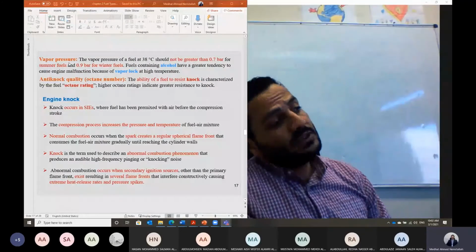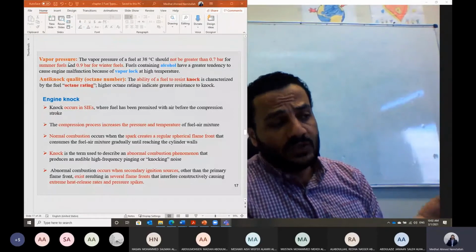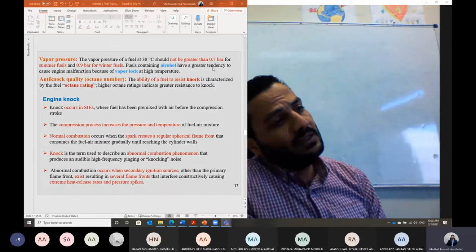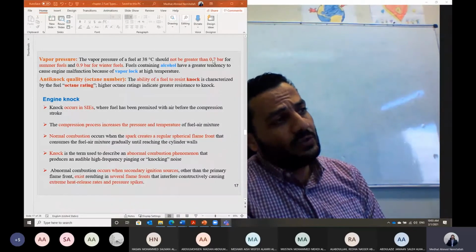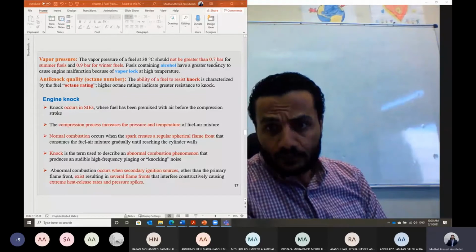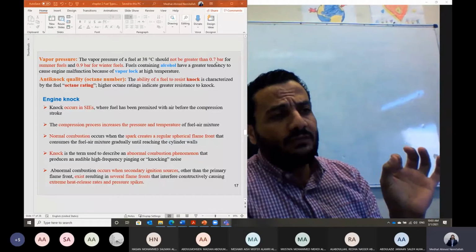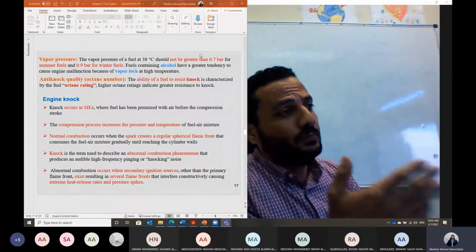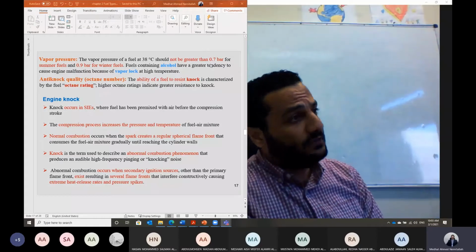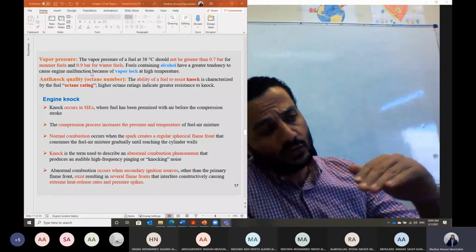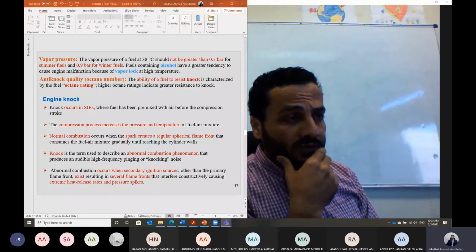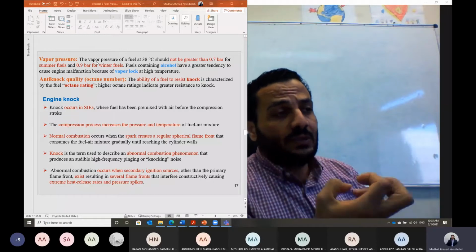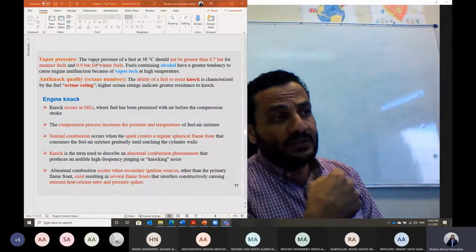We also talked about the vapor pressure. The vapor pressure is the pressure at which some fuel vapor is created. The vapor pressure should not be greater than 0.7 bar, in order to make sure that the fuel will be volatile enough at the engine cold start. This should not be greater than 0.7 in the case of summer fuel, and in the case of winter it should be raised a little bit due to the cold weather, in order to make sure that the engine is supplied with the correct amount of fuel at the engine cold start.